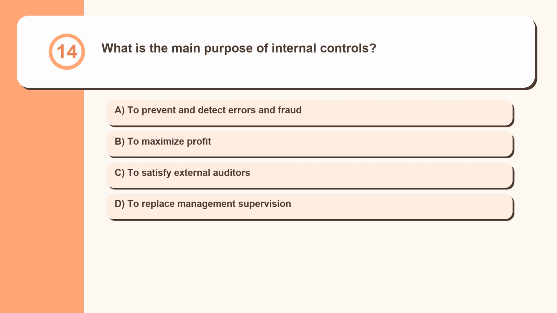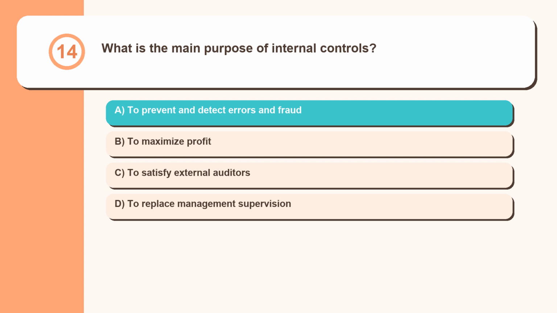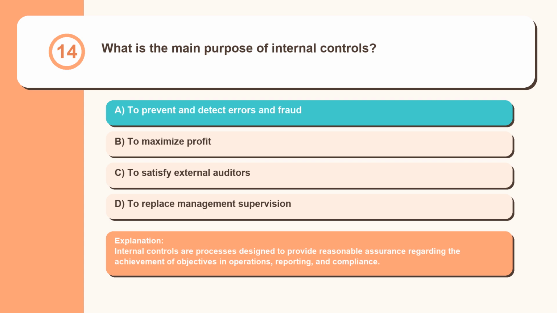Question 14. What is the main purpose of internal controls? To prevent and detect errors and fraud, to maximize profit, to satisfy external auditors, to replace management supervision. Internal controls are processes designed to provide reasonable assurance regarding the achievement of objectives in operations, reporting, and compliance.